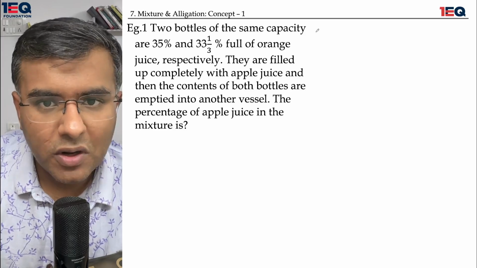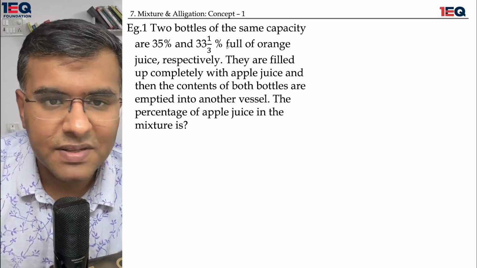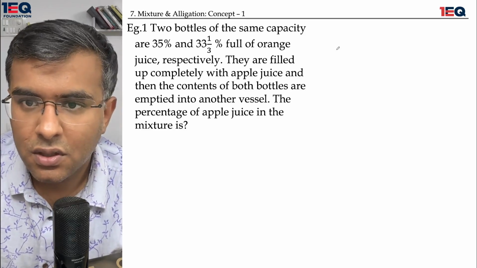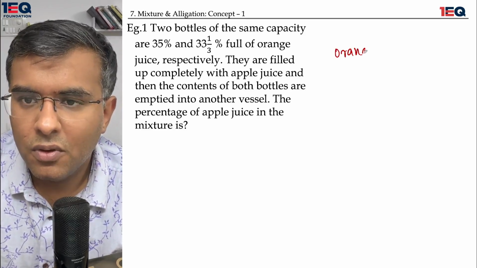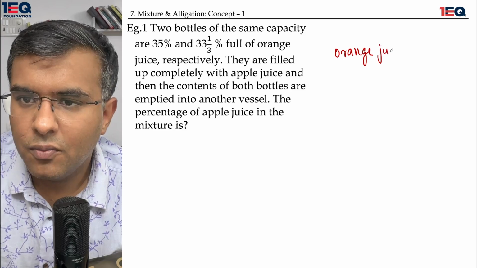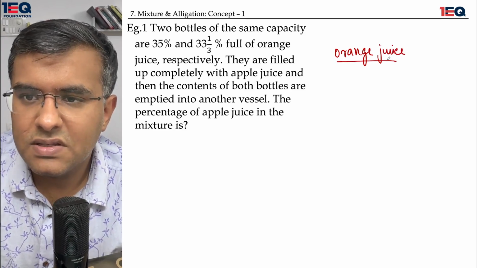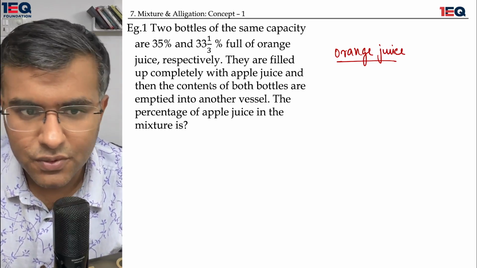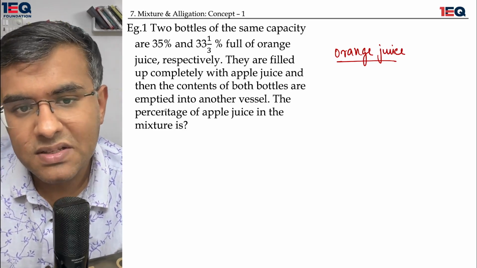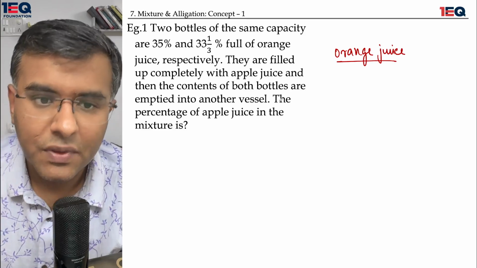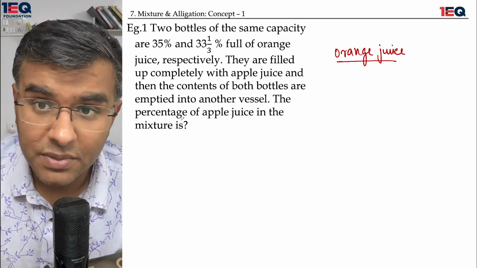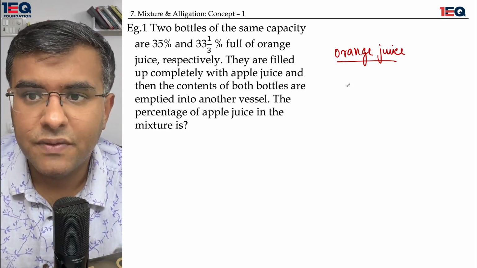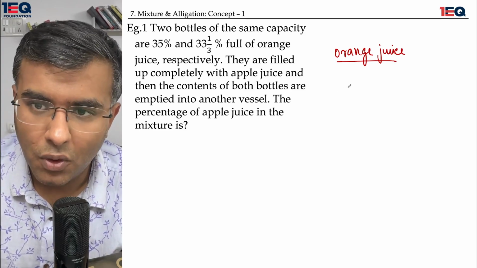Two bottles of the same capacity are 35% and 33 1 by 3% full of orange juice. They are filled up completely with apple juice, and then the contents of both the bottles are emptied into another vessel. The percentage of apple juice in the mixture is what?